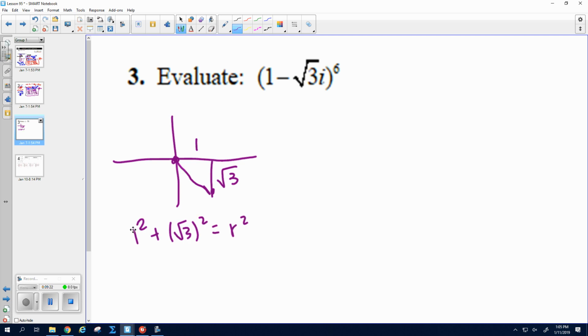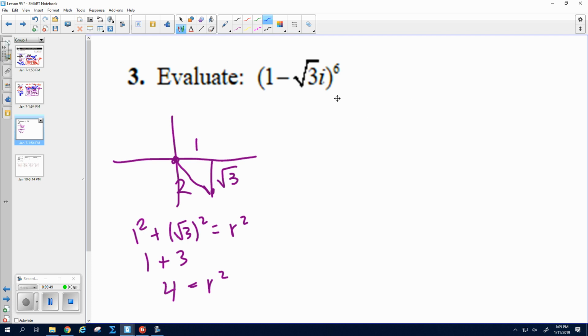What'd you say? Try that again. 1 squared is 1. Square root of 3 squared is 3. That's 4. Oh, I get you. I thought you were telling me the answer was like 1 root 3, 2 or something weird. Okay, I got you. So anyways, it is 2 for the radius here.